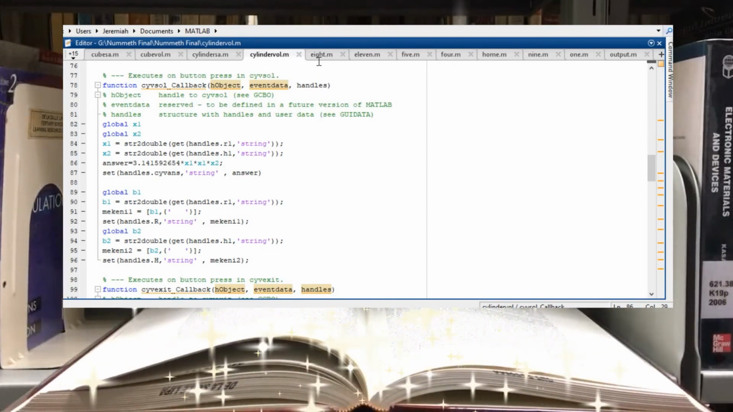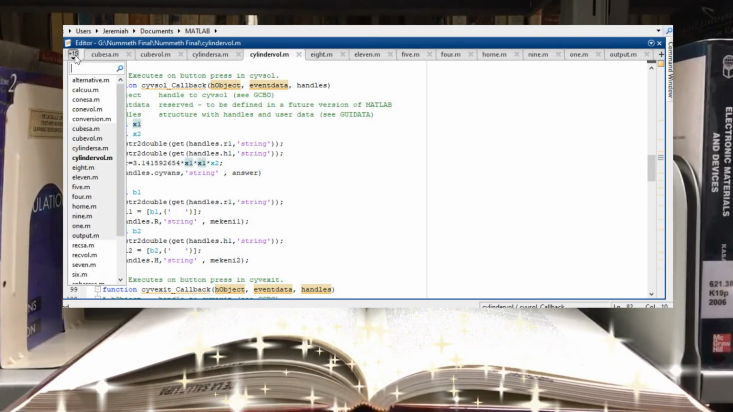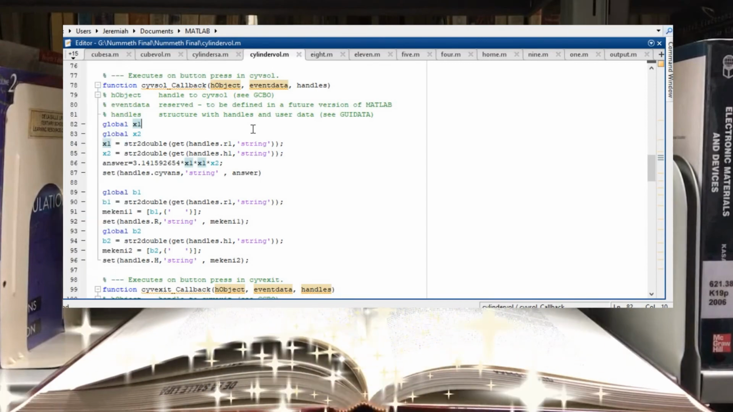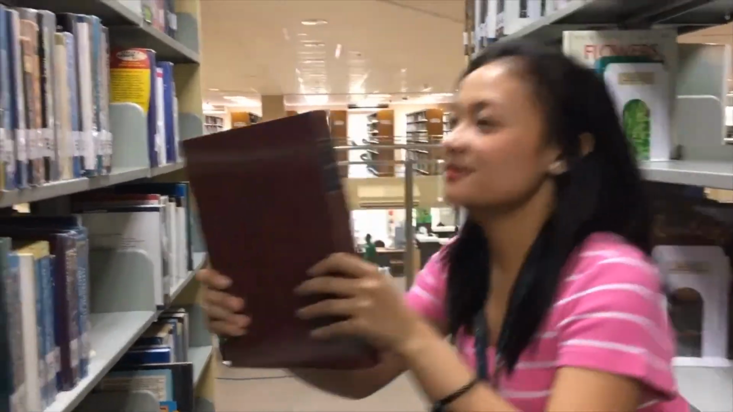So that's the only thing we had for these 10 different calculators. That is very basic.